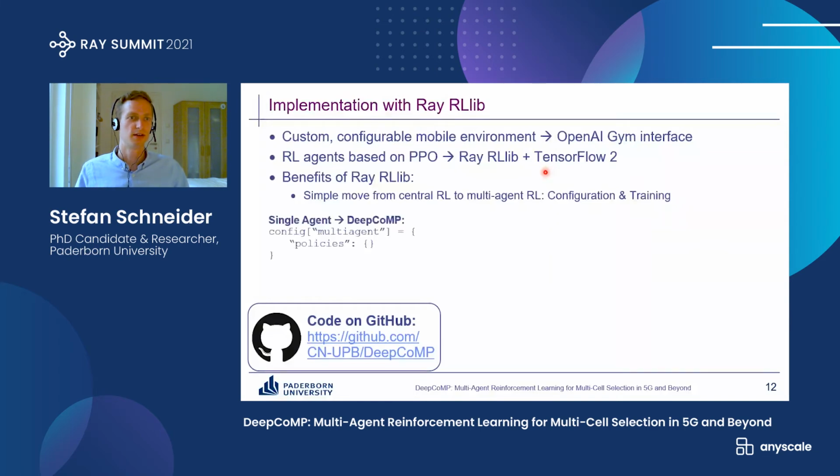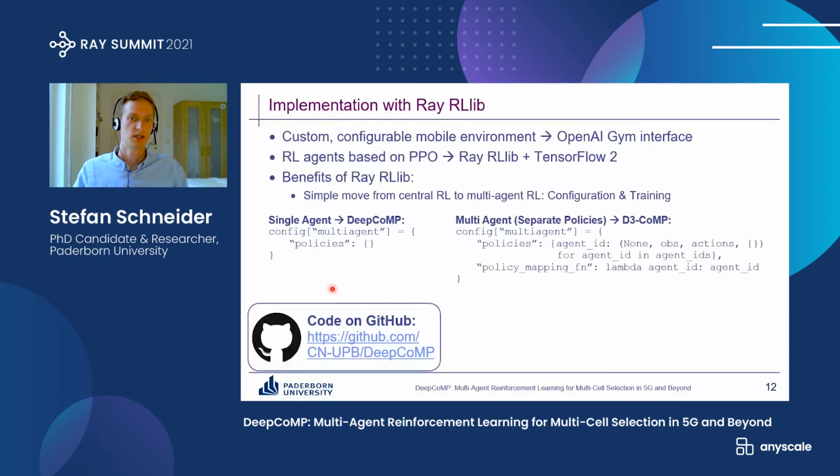So a bit oversimplified here, when configuring the single agent, the centralized approach, I simply set in the configuration the multi-agent option to be empty, more or less, so I don't define any multi-agent policies here. And then if I want to go to a multi-agent approach, and for now let's look at the DeepCoMP approach where I have separate policies for each agent, I simply have to set the policy. So here I want to have separate policies for each agent. So I iterate over all my different agents. And for each agent, I create a separate policy based on the observation and action space here.